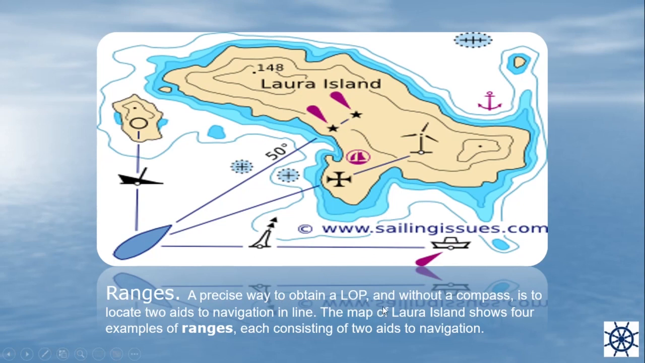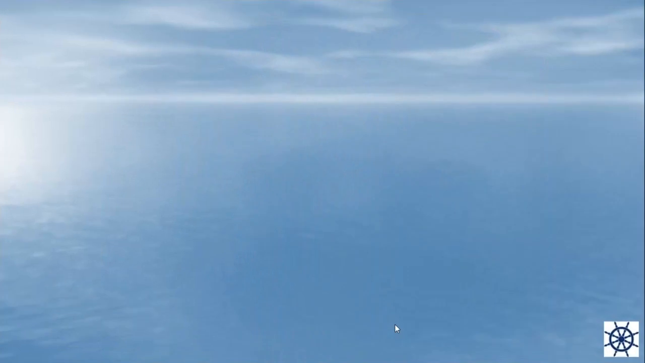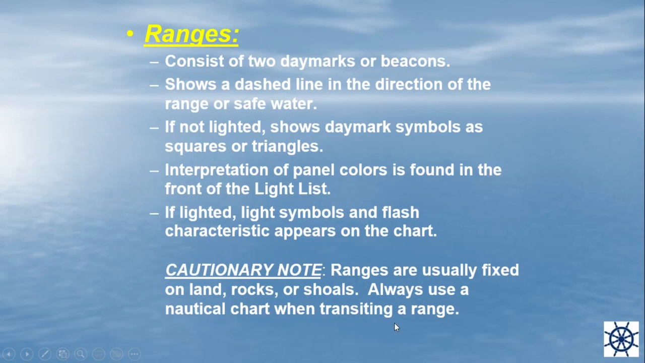Ranges, a precise way to obtain a line of position without a compass, is to locate two aids to navigation in line. The map Laura Island shows four examples of ranges, each consisting of two aids to navigation. No? Okay. Ranges consist of two day marks or beacons used to line in the direction of the ranges of safe water. If not lighted, shows day mark symbol, no? As square or triangles, no? So yan ang ranges na tinatawag.